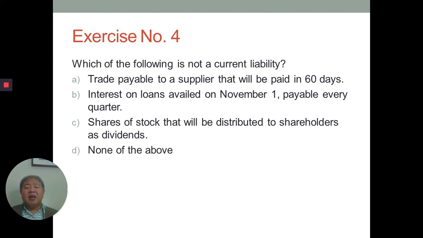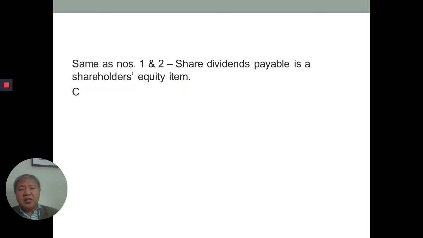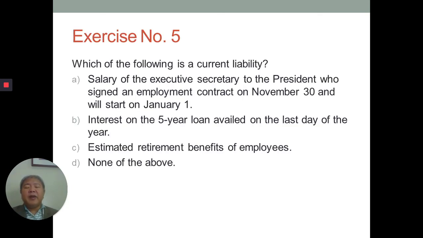Okay, shares of stock that will be distributed to shareholders as dividends. Again, I've discussed this in number 1. This is not a liability because this is a shareholders' equity item. Okay. And letter D, none of the above. So what is the answer? Okay, so what's your answer? Okay, letter C.